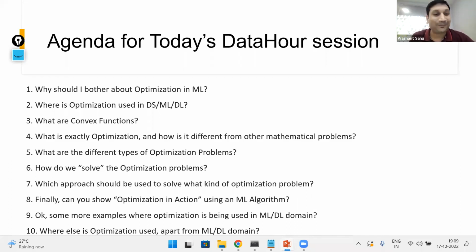Don't worry. And then there are different types of optimization problems. Then how do we solve these optimization problems? What are the different approaches? Which approach is better to solve what kind of optimization problem? That is point number 7. And finally, I'll show you optimization in action using Python code. I'll give you a quick summary of where else optimization is used in machine learning and deep learning. And I'll also talk about some applications of optimization beyond data science. So that is the agenda for today's session.